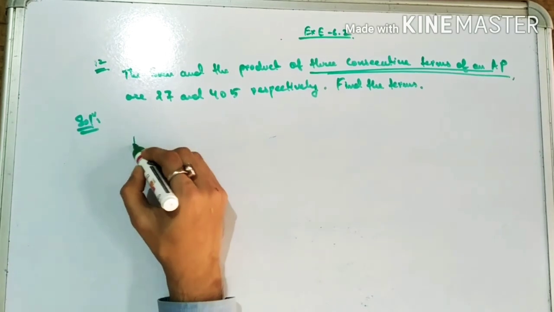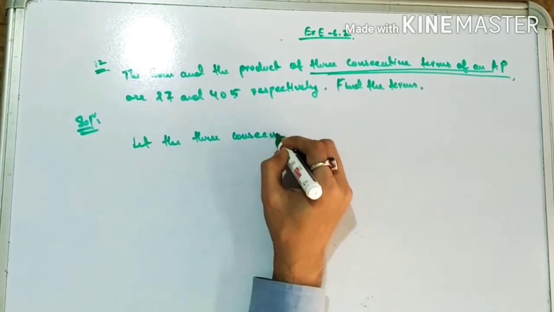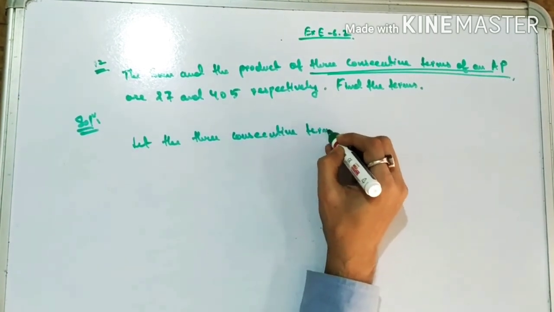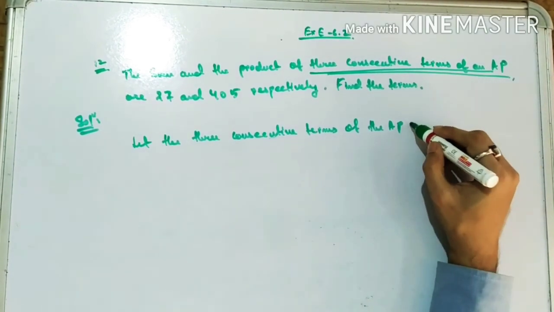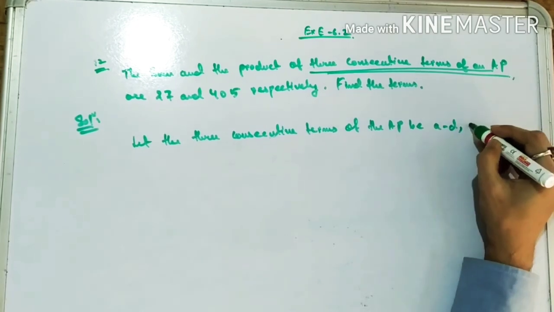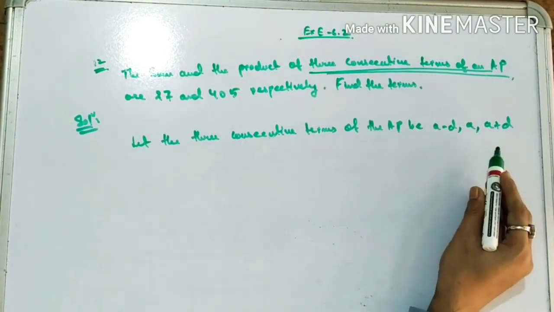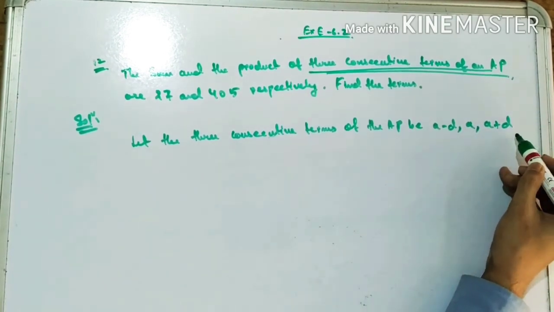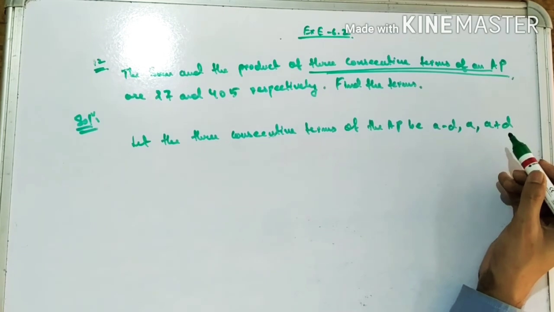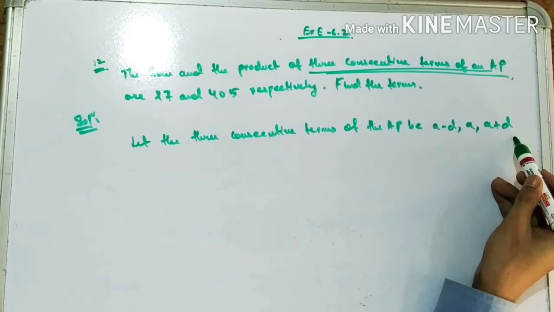First of all, I will take, let the three consecutive terms of the AP be A minus D, A and A plus D. Okay, these three are three consecutive terms of an AP. This one you just remember, A minus D, A and A plus D I will take.